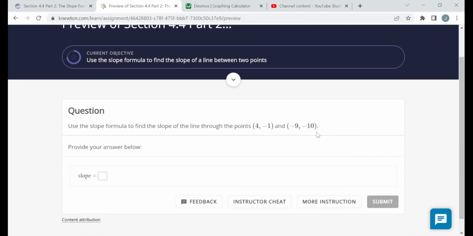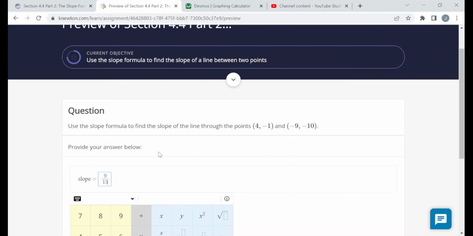And then one more of these. So again, I like to do the second minus the first, the way they're given to me. So -10 minus -1 would be -10 plus 1, which is -9. So the numerator, the rise, is -9, and the denominator, the run, is the change in the x coordinates, -9 minus 4. -9 minus 4 is -13. So I have -9 in the numerator, -13 in the denominator, and negative divided by negative is positive, so this ends up being positive 9/13 for the slope.